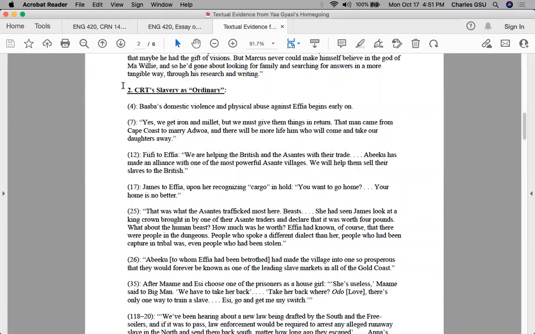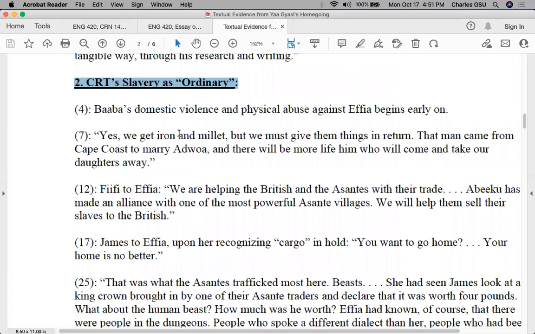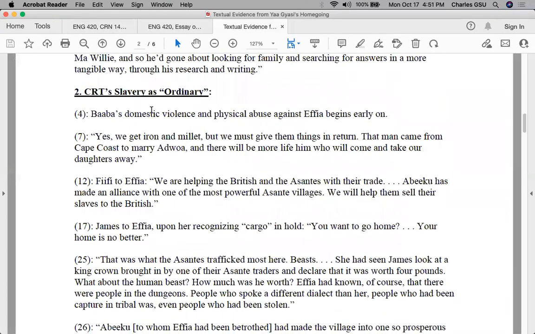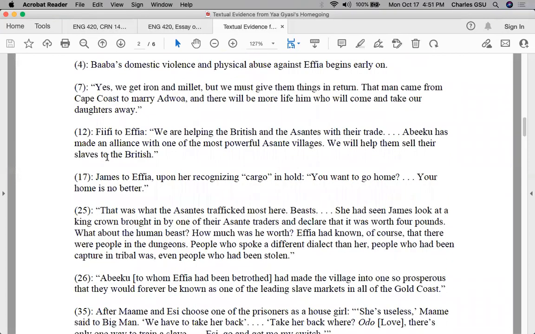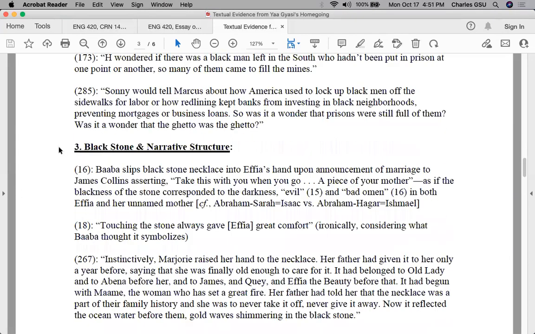The second issue is about the principle or tenet of critical race theory, saying that slavery is ordinary. Is it? Do you agree? Well, there are a bunch of examples to perhaps support that. Essay question number 3 is asking about the black stone.